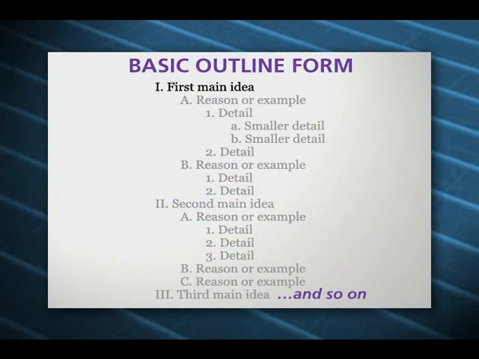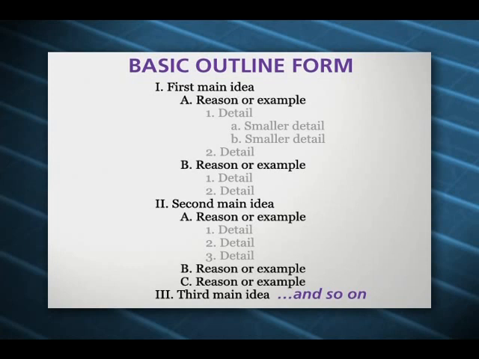This is a basic outline form. Notice you start out with a Roman numeral. That's the capital I or the capital V or the capital X on your keyboard. Follow it by a period and then write your first main idea. Notice you've got your first main idea as Roman numeral 1, your second main idea as Roman numeral 2, and then you'd have your third main idea as Roman numeral 3, and so on. Most outlines for a paper that you've got about 45 minutes to an hour to write will have 3 to 4 main ideas.